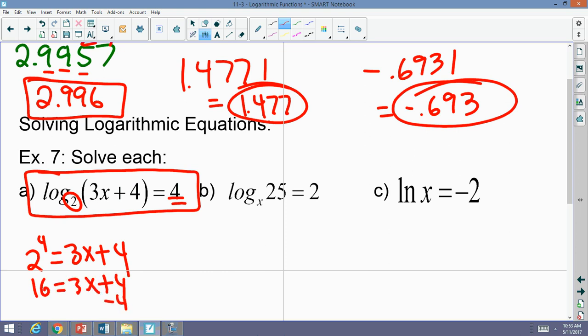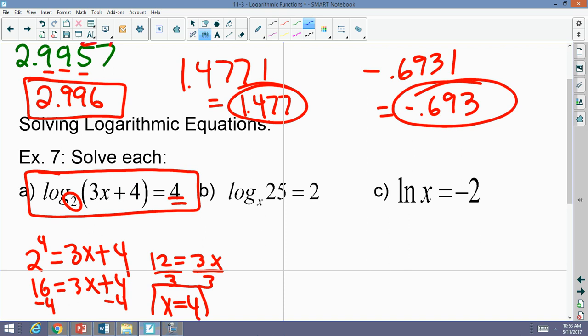I'm going to subtract 4 from both sides, brothers. I get 12 equals 3x. Yes, whoever said it, good job. You beat me. X equals 4. Fantastic. Thank you. Great job. Does everyone see that? Promise? How about for B, my brothers?